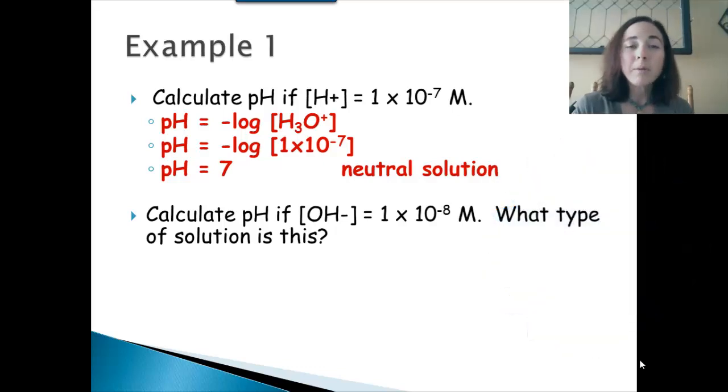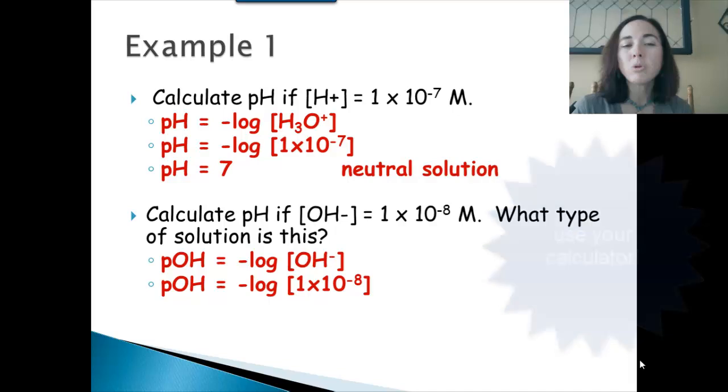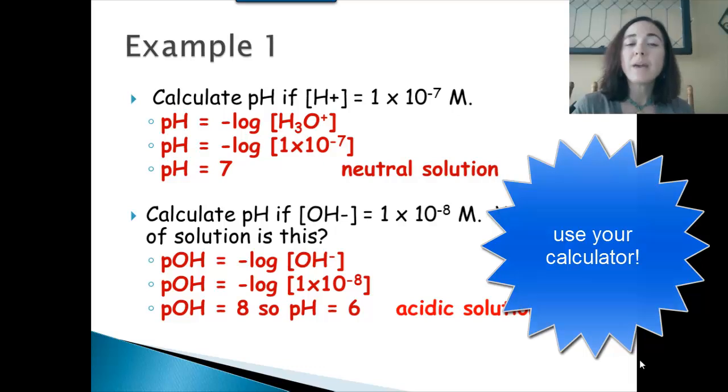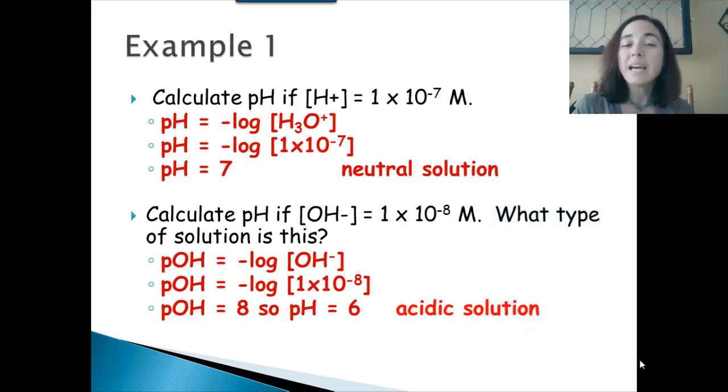Let's look at the second problem. We have to calculate pH, but we're given the hydroxide ion concentration is 1 times 10 to the negative 8th. So I think what I'm going to do is to rely on this formula. pOH equals negative log of hydroxide ion concentration. I'm going to plug in the 1 times 10 to the negative 8th molar there, and when you put that in your calculator, you're going to find that the pOH is equal to 8. If the pOH is 8, I know the pH has to be 6, because those two numbers will always add up to 14. By looking at the pH, and I know it's less than 7, this is an acidic solution.